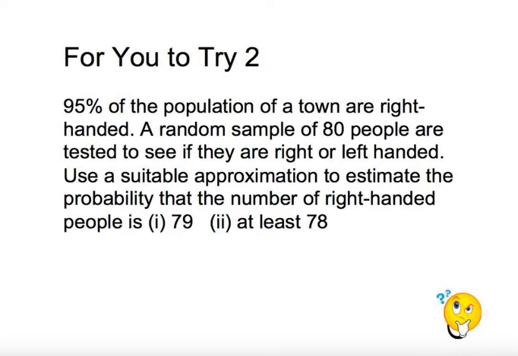Okay, so in this question, start off again by just stating the variable. If you want to, just pause at this opportunity, because obviously you can attempt it yourself and then resume the video. Okay, so 95% of the population are right-handed, so X is going to represent the number of people who are right-handed.